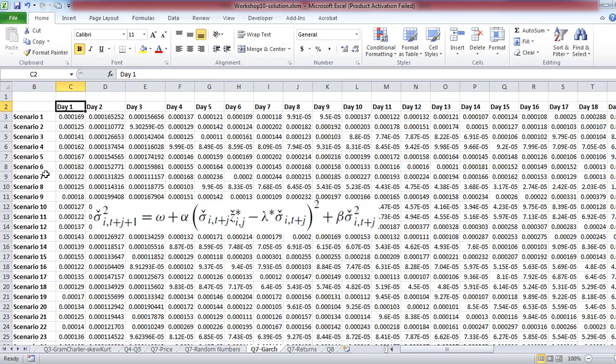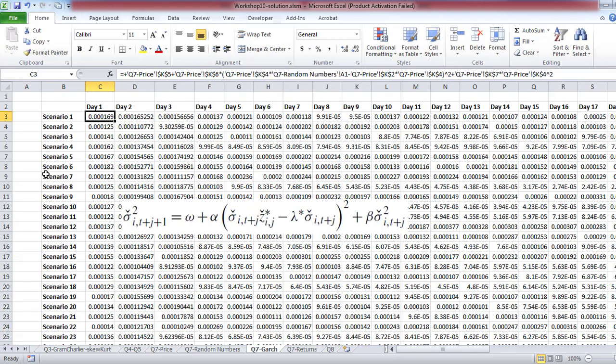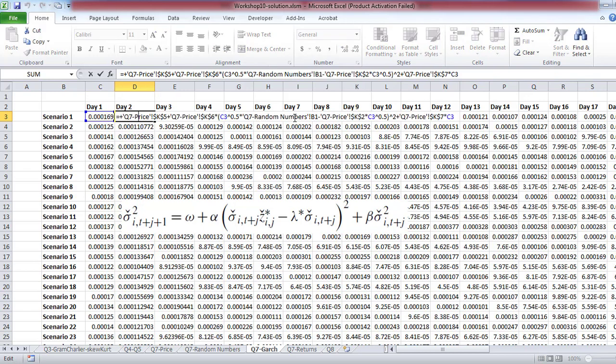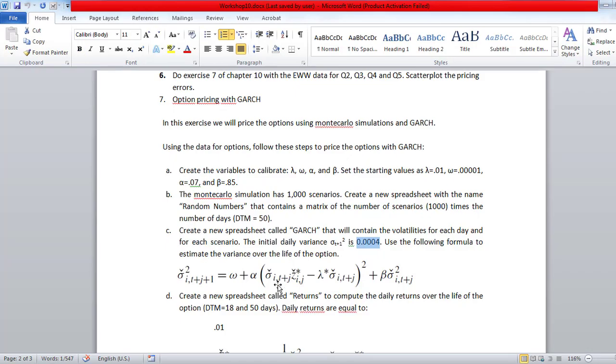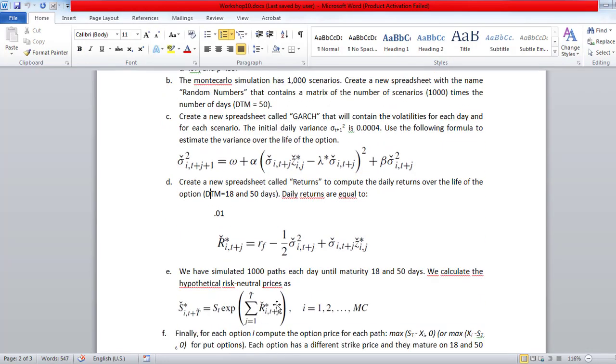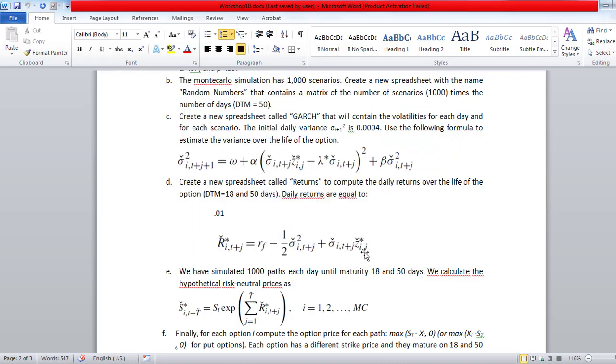On scenario 1, this is how the volatility is going to behave over the next 50 days. You see in here I use these random numbers A1, and then in this one I'm going to use random numbers B1, and so on and so forth. So now I have my volatilities for every single day. Now the next thing I need to do is create returns. The returns are going to be created based on this formula. So based on this formula, I create the returns.